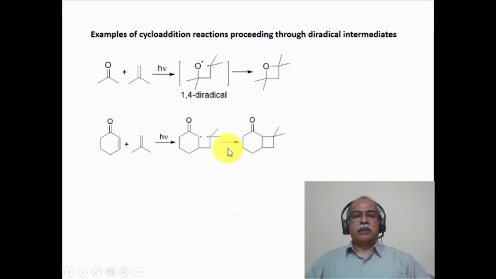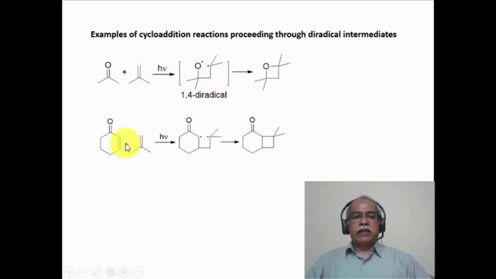Now take these examples. The first example is what is known as the Paterno-Buchi reaction. This is a cycloaddition reaction of a ketone with an olefin to give an oxetane as the product. This is truly a cycloaddition reaction because it is giving a cyclic product at the end. However, this reaction is known to go through the 1,4 diradical that is shown as the intermediate in this case. So that makes this a non-pericyclic cycloaddition reaction.